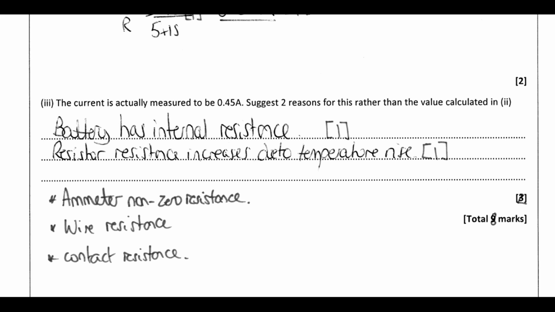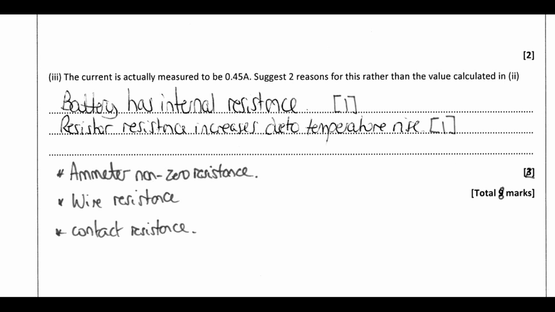So we've ignored internal resistance in the battery. That would act to increase total resistance, decreasing current. If temperature increases, the fixed resistor's resistance will increase, again decreasing current. If your ammeter has non-zero resistance, that would give you a smaller current. Wire resistance, again smaller current. Contact resistance, again smaller current. Those things would all be helpful here and give you an idea of what's going on. Okay, so those things would all affect your results. So let's move on to question 5.